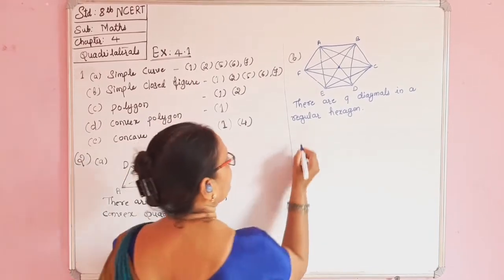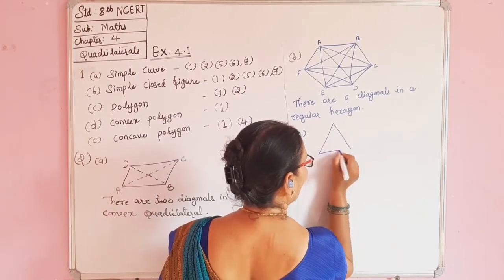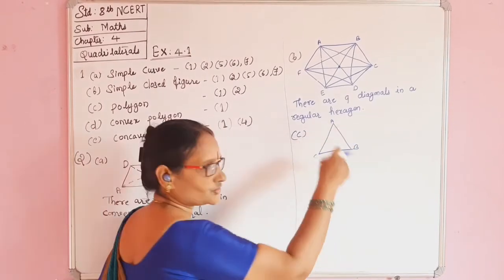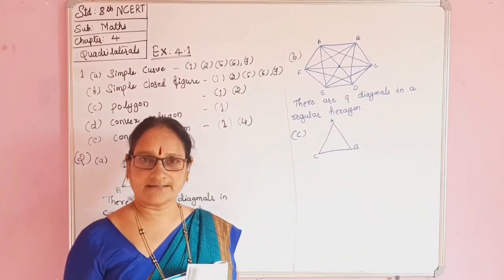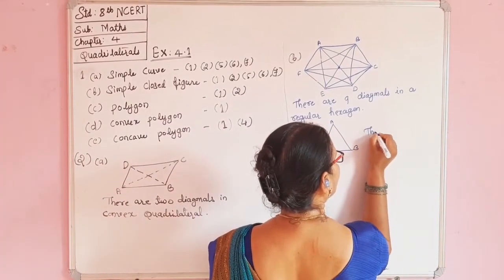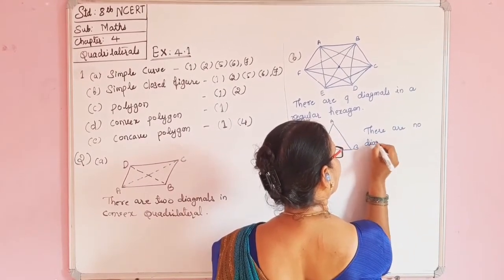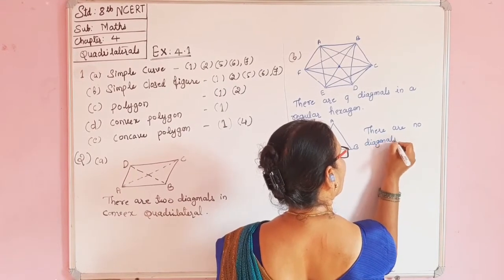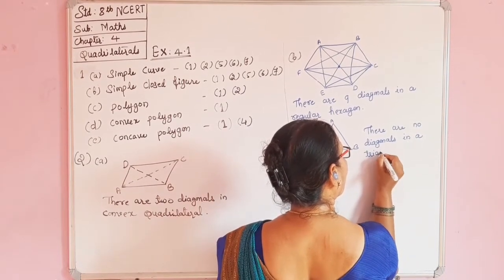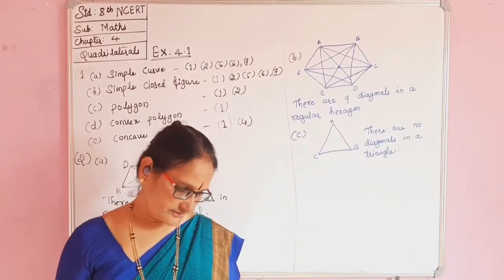Next comes triangle. Just you draw the triangle. See how many vertices will be there? 3 vertices, A, B, C. How can you join the opposite vertices here? No, we cannot. That means here 0 diagonals. There are no diagonals in a triangle.